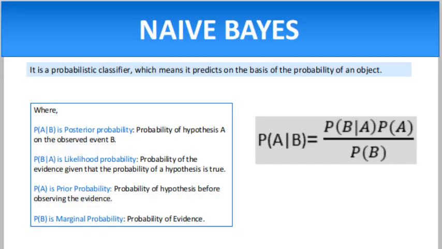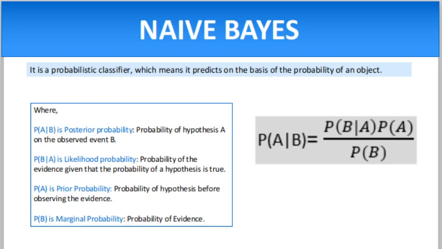So friends, today we shall discuss in detail what naive Bayes is. The naive Bayes algorithm is a supervised learning algorithm which is based on Bayes theorem and used for solving classification problems. It is mainly used in text classification that includes a high dimensional training dataset.